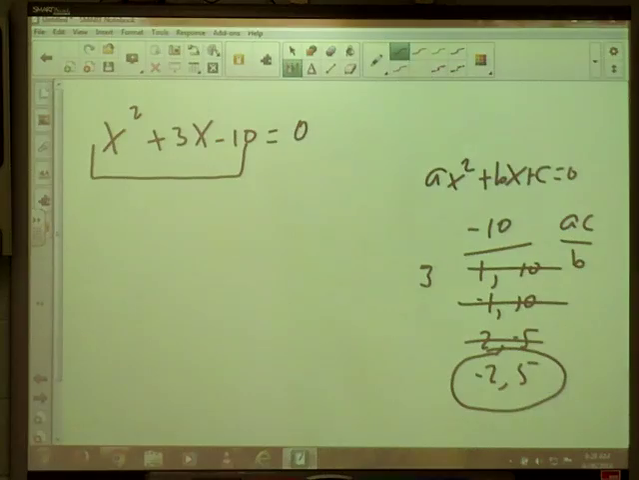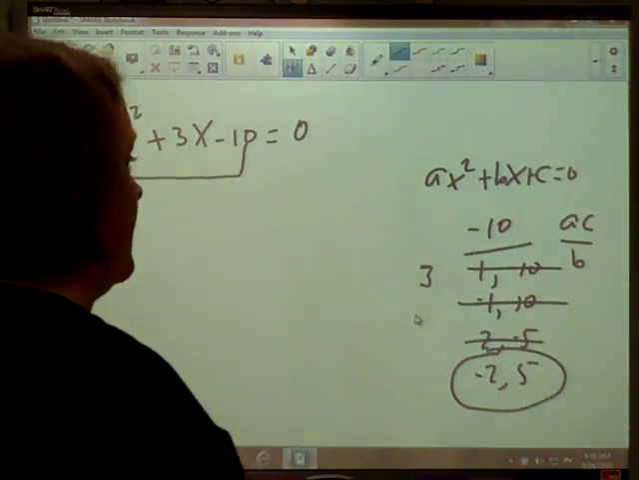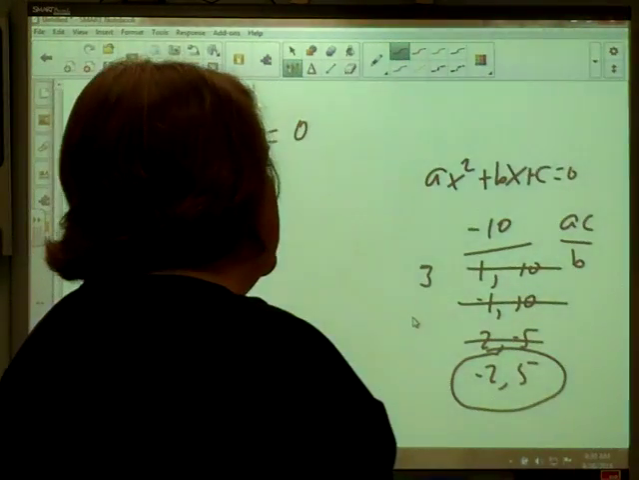Okay? A times c, 1 times negative 10. The factors of that add to b. So the factors that add to 3. Because we're going to solve this by factoring. That's the method we're using right now.